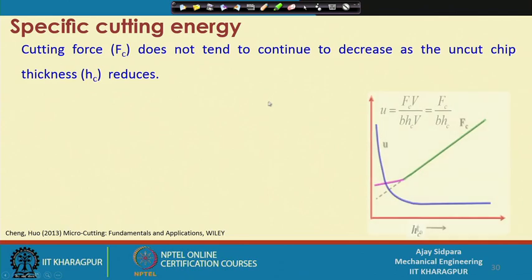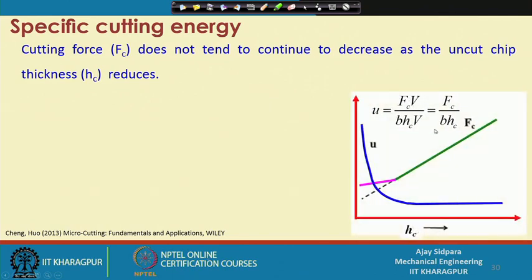Now, what is the problem here? This is the same equation, and we have given the same thing here. The cutting force Fc does not tend to continue to decrease as the uncut chip thickness Hc reduces. Now, if you see up to this point, both of these things are moving, Fc. If you reduce your Hc, then your cutting force was continuously reducing, and this was the specific cutting energy.